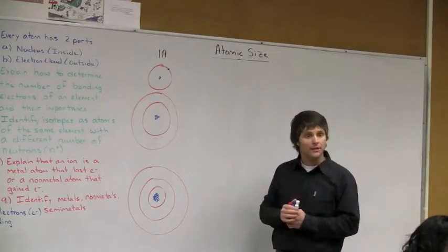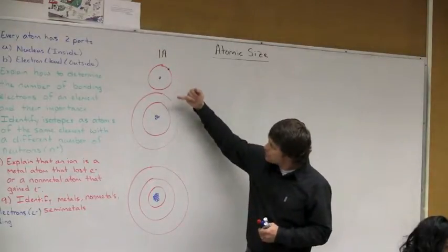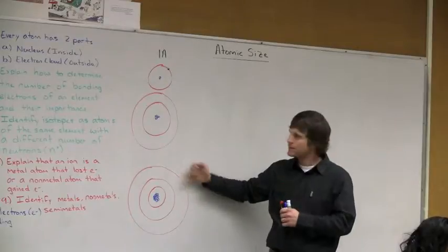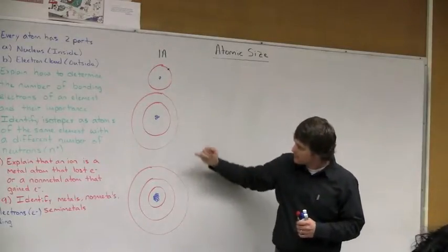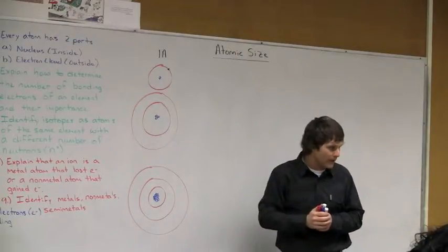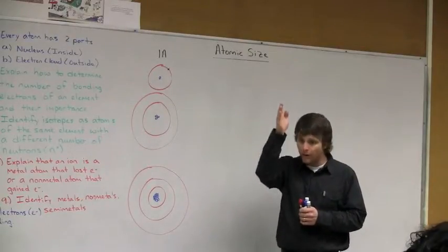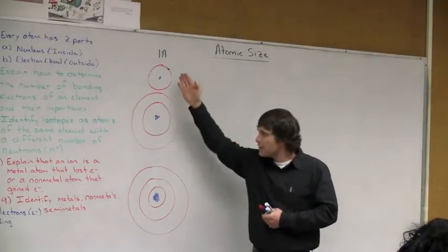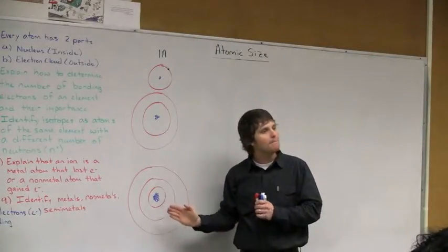And the reason it increases is because as you move down that column, each successive element, you are increasing the number of energy levels. So as you go down a column of the periodic table, or down a group or a family of the periodic table, because you are adding energy levels, those atoms continue to get bigger.